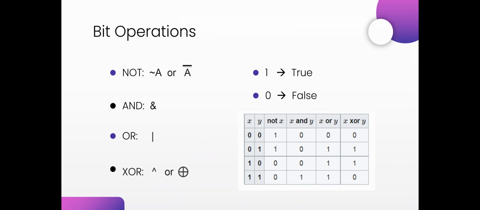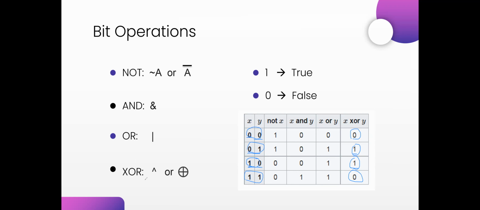What does XOR mean? XOR means when X and Y have different values, you are going to get 1. You can see X is 0, Y is 1, you get 1. When X is 1, Y is 0, they have different values, you get 1. If you have the same value, 0, 0, you get 0. 1, 1, you get 0. Just memorize this: when they have different values, you get 1. If you have the same value, you get 0. So this is XOR.